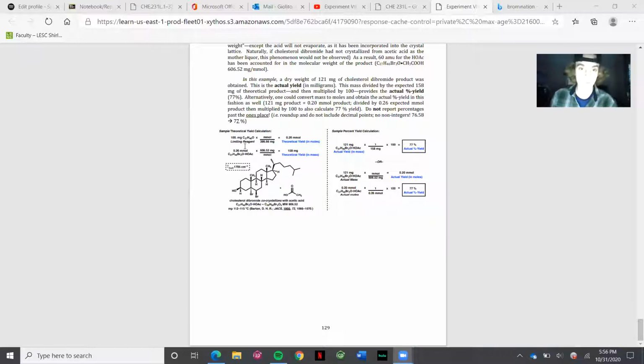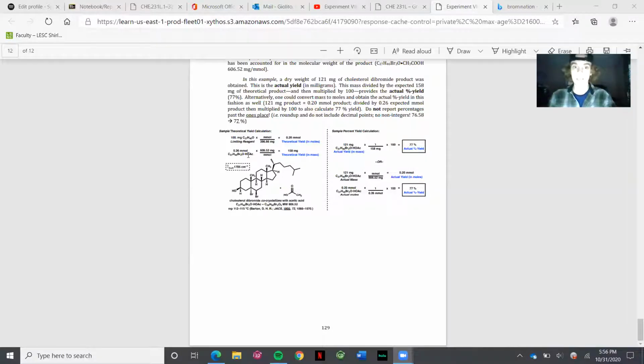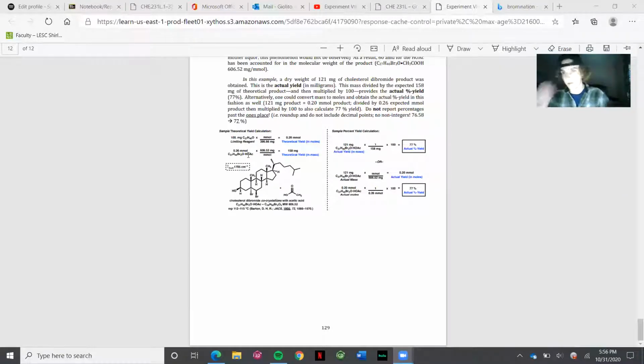You take your 100 milligrams right here of your cholesterol, your starting material, and here's 386.66 milligrams per millimole. It's just upside down right now for the conversion factor. That 386.66 milligrams, that's your molecular weight of your cholesterol. So you're taking your mass and you're multiplying it by the inverse of your molecular weight. You're getting the amount of moles, and then that amount of moles is going to be equal to the amount of moles of your product, your brominated cholesterol.